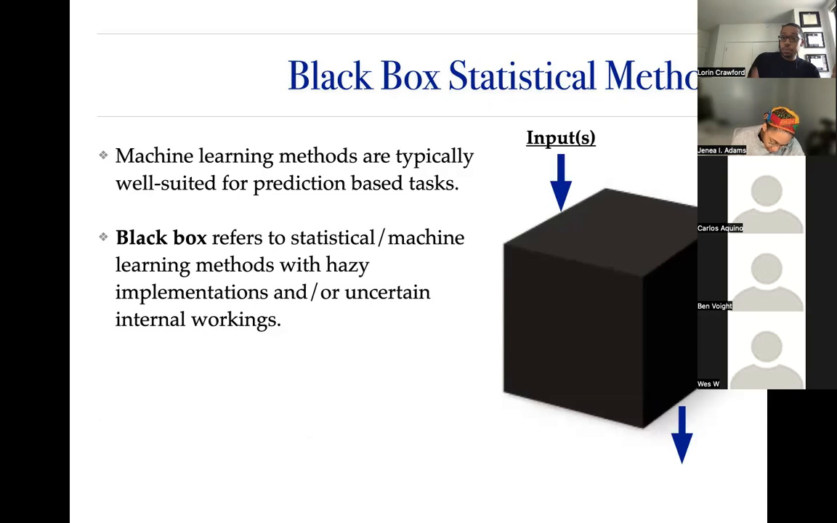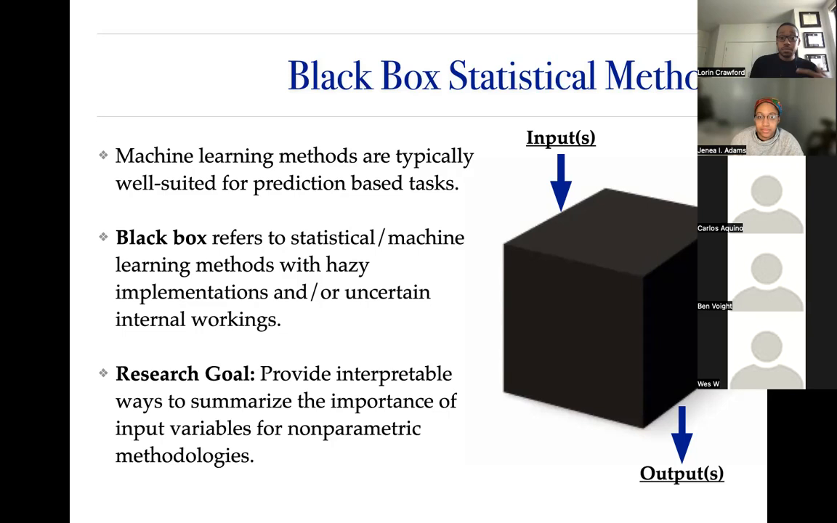But in terms of my understanding of what's happening in the contents of this black box, meaning how maybe my features are being upweighted or downweighted to give me the really nice predictions, that understanding is a little hazy, right? And so a big research goal of mine is to provide interpretable ways to summarize the importance of input variables into these non-parametric machines, right? And in this talk, we're going to think about inputs being genotypes and our outputs being different phenotypes.